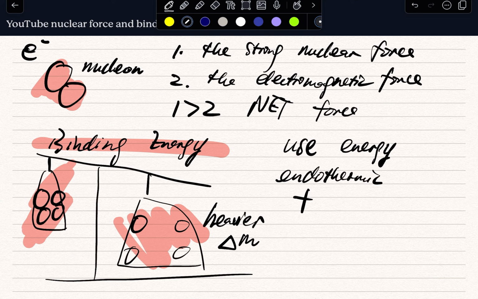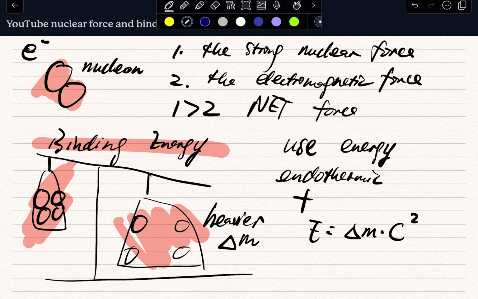So here we're talking about the nuclear bonding energy, not the electron bonding energy, which is ionization energy, okay? All right, so to quantify the bonding energy, we can use the famous Einstein's mass energy equivalence, which is the bonding energy equals delta M times c squared. C is the speed of light, okay?